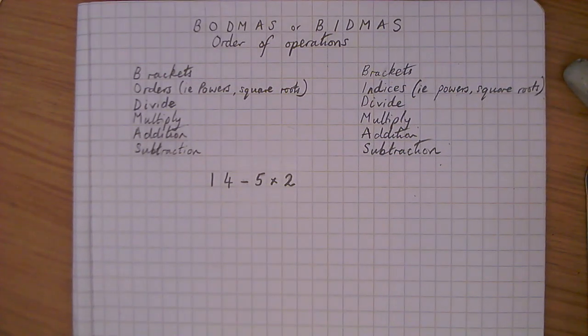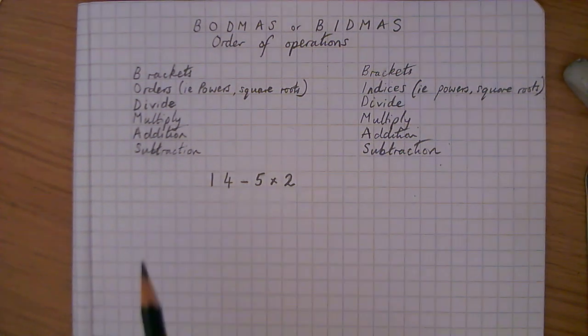BODMAS or BIDMAS, order of operations. Sometimes in maths we get questions where there's more than one operation to do. There's a rule for the order in which the operations need to take part, so everyone's doing maths in the same way. And that follows something called BODMAS, or it can be written as BIDMAS.